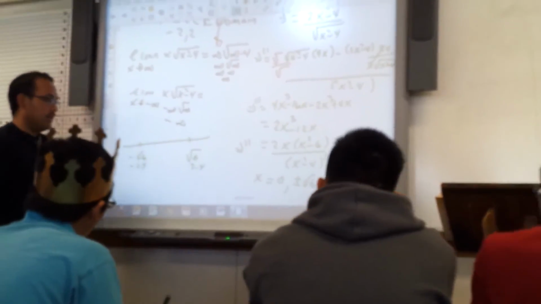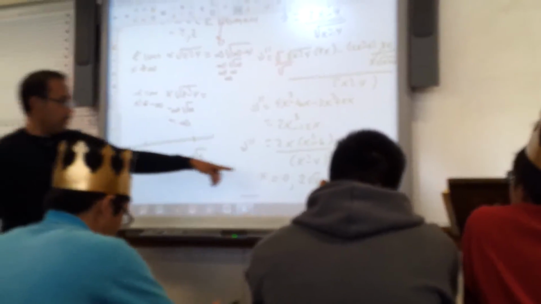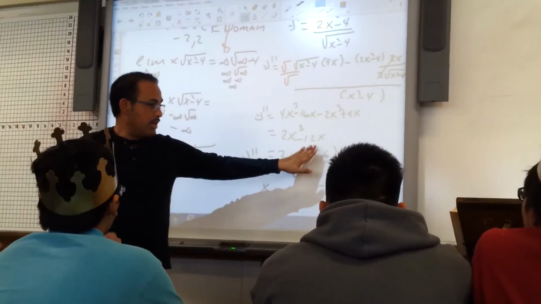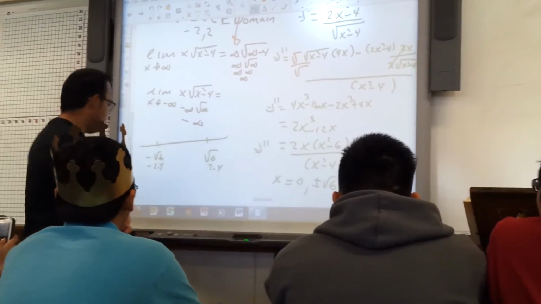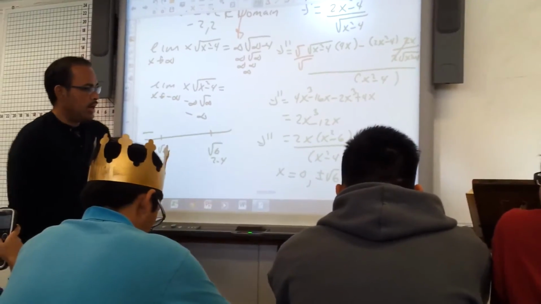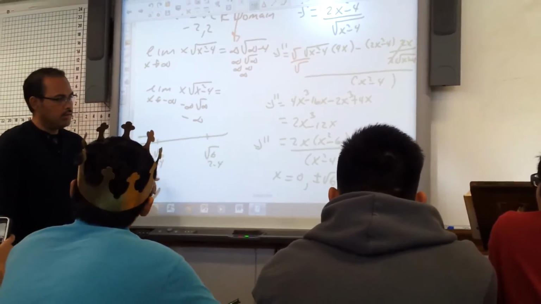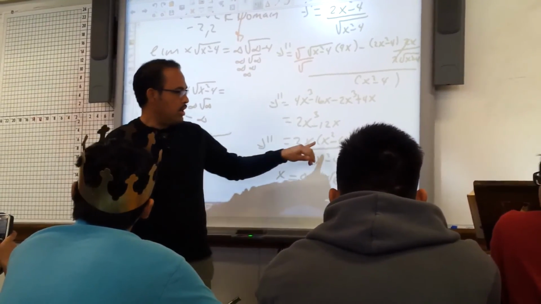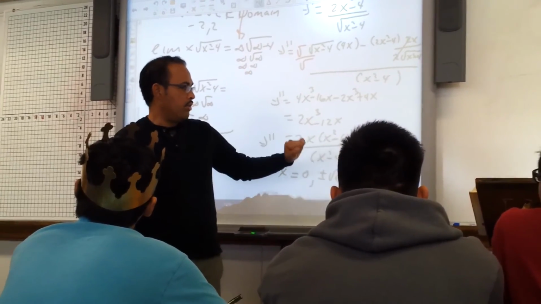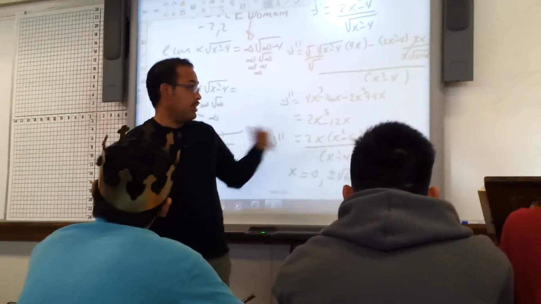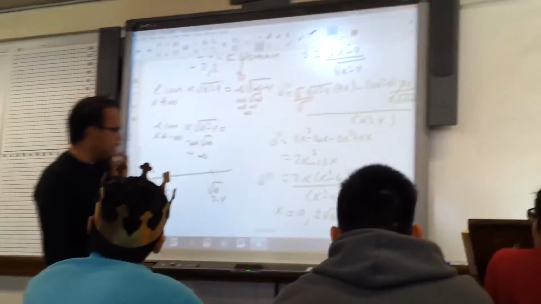If you plug in a number to the left of that, like negative 3, this would be positive, and that's negative, so the answer is negative. And if you put negative 2.1, that would give you a negative there also, right? And that's positive.